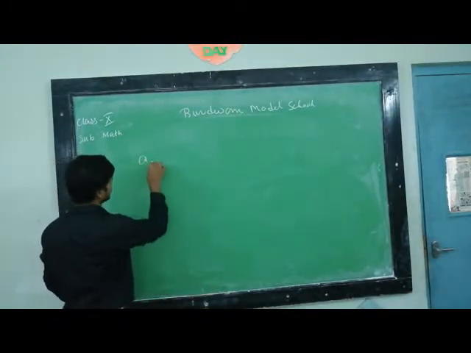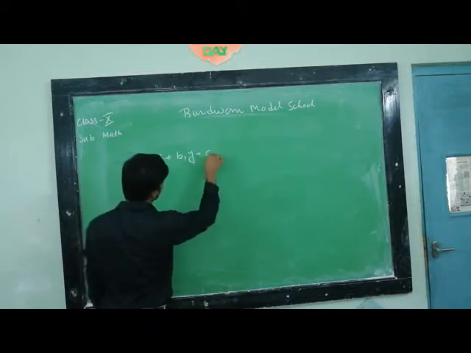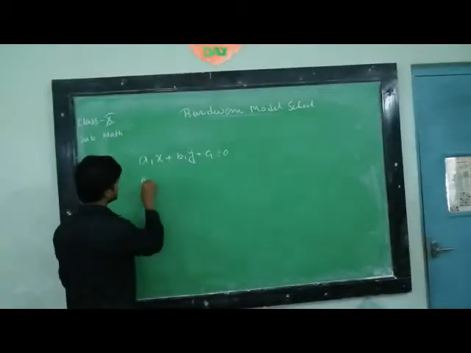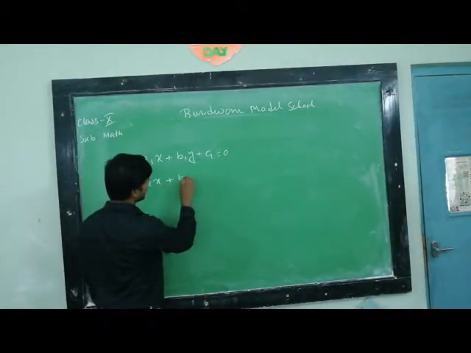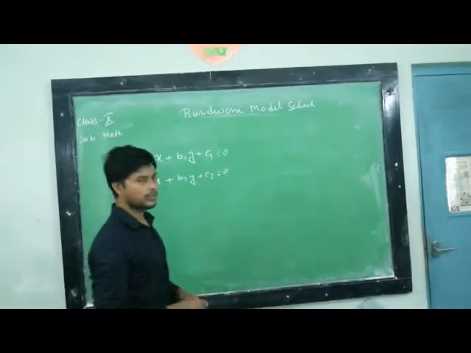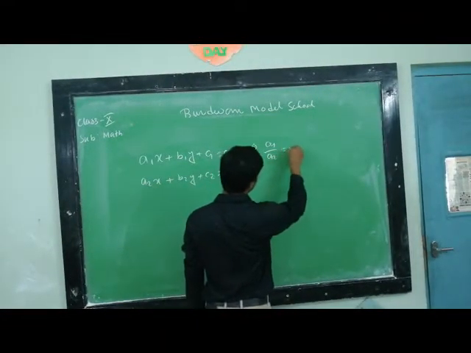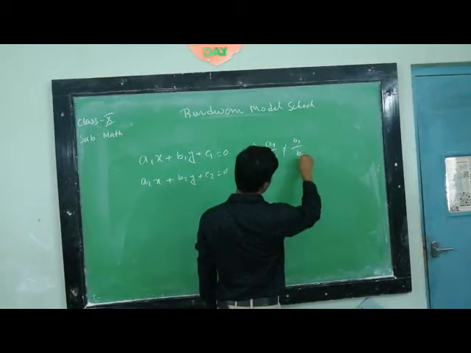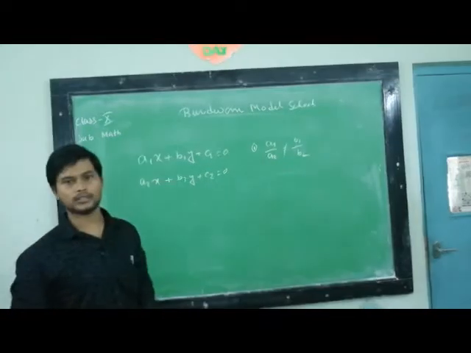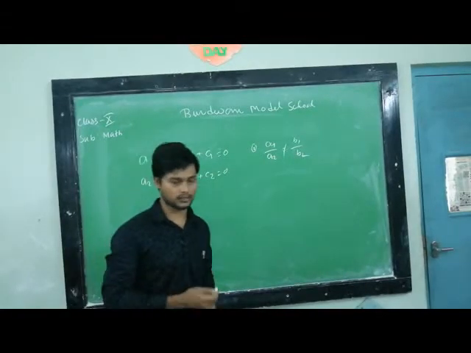If we have two equations, a1x plus b1y plus c1 equal to 0, this is one equation, and the second equation is a2x plus b2y plus c2 equal to 0, then from here we derive three conditions. Number one, if a1 by a2 is not equal to b1 by b2, then this pair of linear equations has one solution, a unique solution, or is consistent.